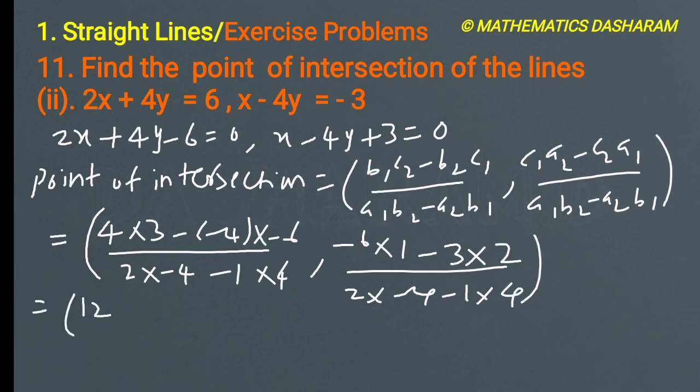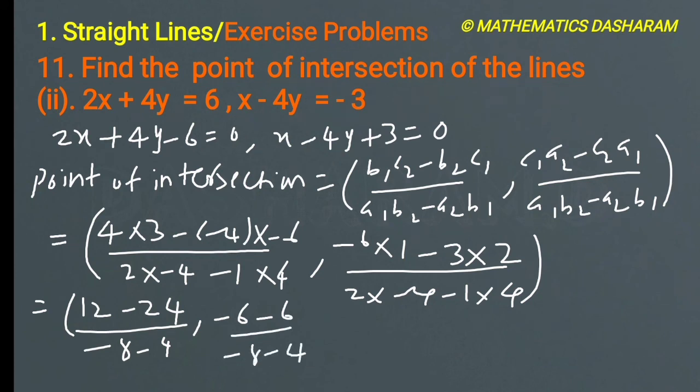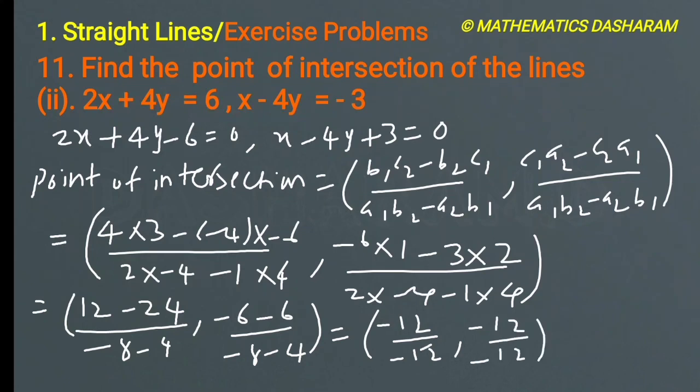So 4 3s are 12, minus 4 into minus 6 is minus 20 plus 24 and already minus symbol divided by 2 into minus 4 is minus 8. Minus 6 into 1 is minus 6, minus 3 2s are 6. 2 into minus 4 is minus 8, minus 4. 12 minus 24 is minus 12, minus 8 minus 4 is minus 12, minus 6 minus 12 minus 12. So the answer is 1 comma 1, x value 1, y value 1.